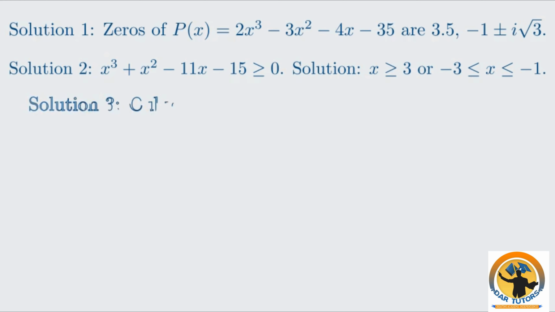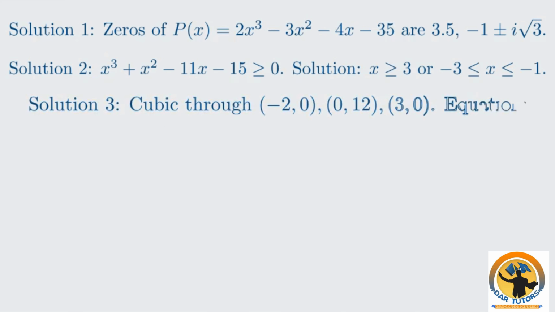For question 3, the equation of the cubic is y equals negative 2 times x plus 2 times x minus 3 times x minus 1. The x-intercepts give us the factors x plus 2 and x minus 3. So the equation is y equals a times x plus 2 times x minus 3 times x minus c. Using the y-intercept, 0, 12, and another point from the graph, you can solve for a and c.